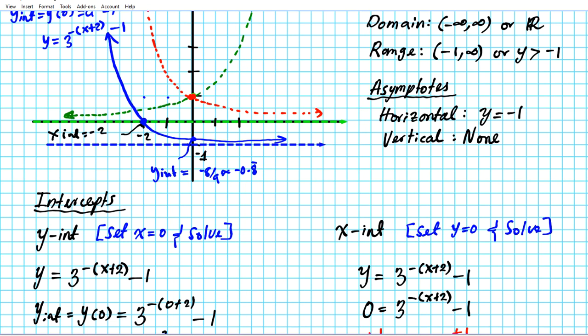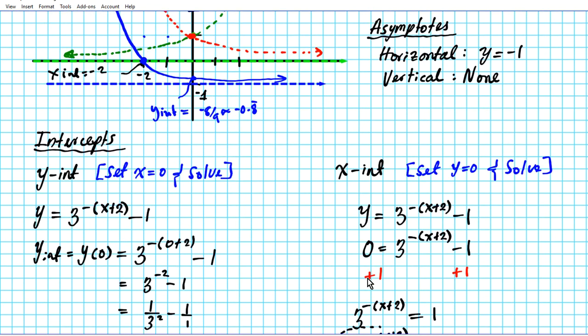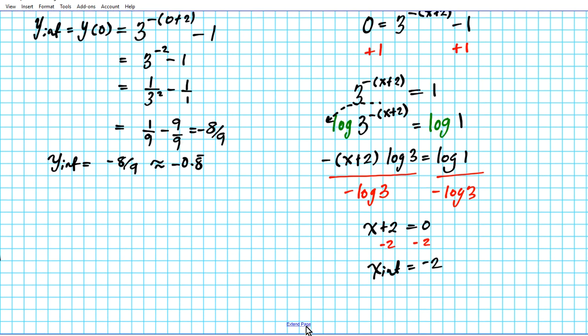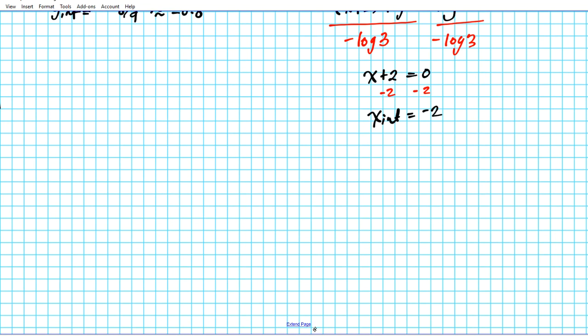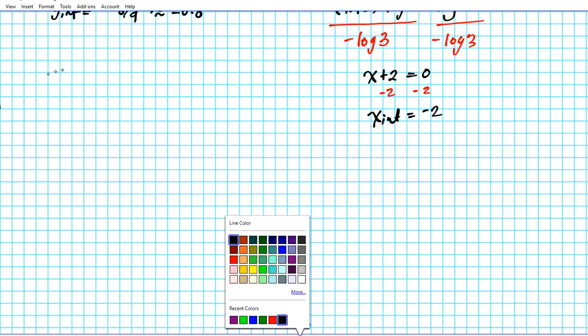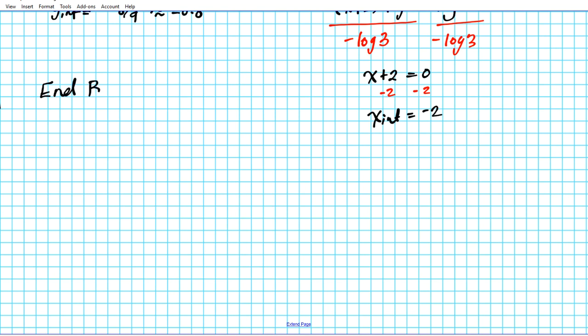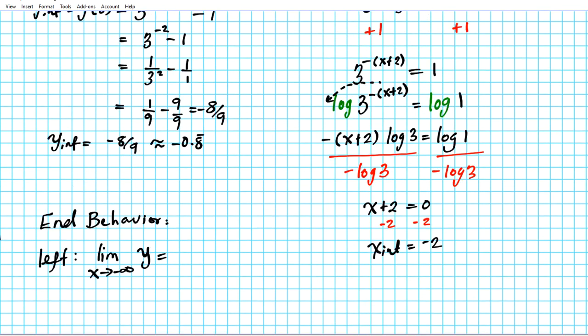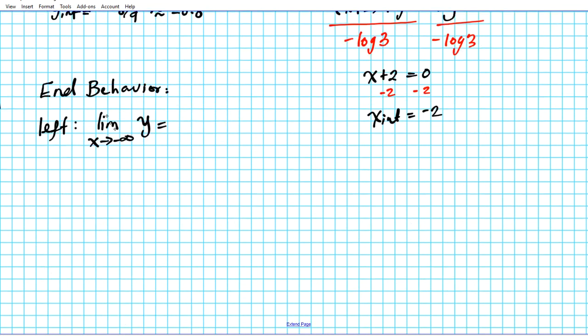Alright, now let's look at the end behavior of our function. End behavior: we have the left and the right end. For the left end, using limit notation, the limit as x approaches negative infinity of the function, if you look at the graph, you notice that the graph is going up, is rising. Since the graph is rising, the left end behavior is infinity.